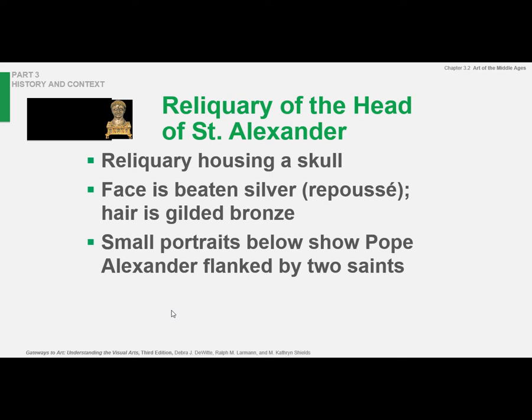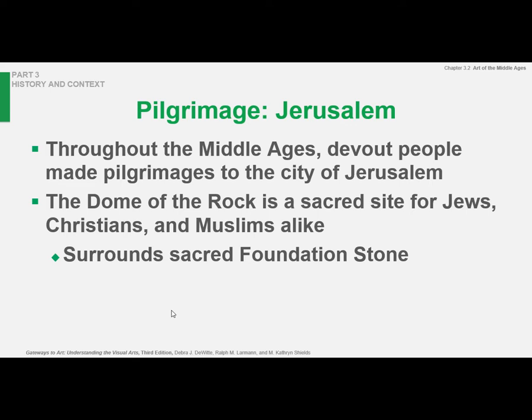So these reliquaries would be housed in churches that people would go pay money to see. So it's sort of a money-making event. During pilgrimages is when they would go see these things. A pilgrimage to Jerusalem was the thing to do for many religions, because Jerusalem is thought to be the home place of all the religions, Muslim, Jewish, and Christianity. So devout people, if they have the money, can make the pilgrimage to Jerusalem.